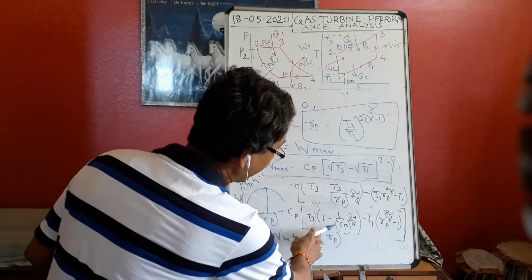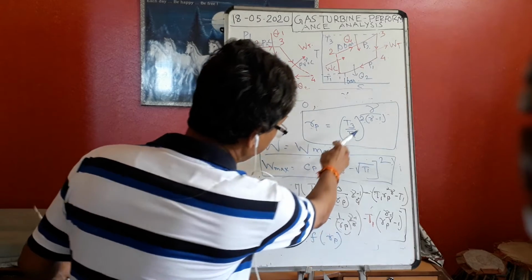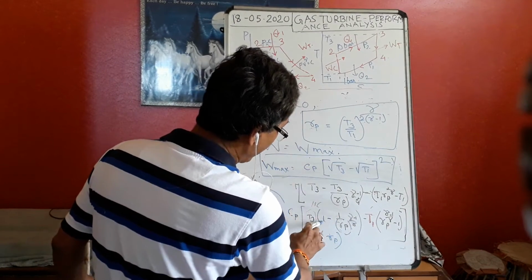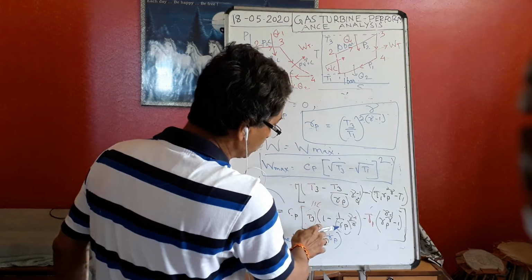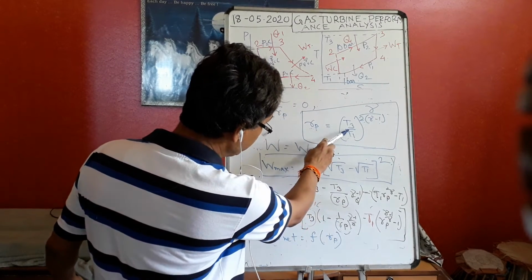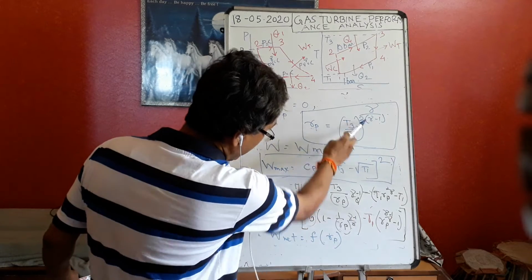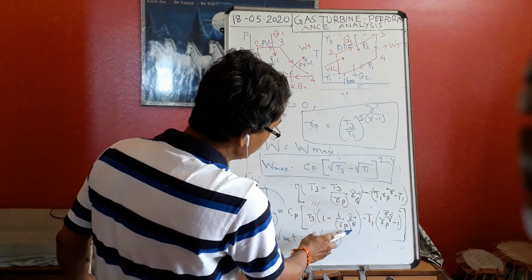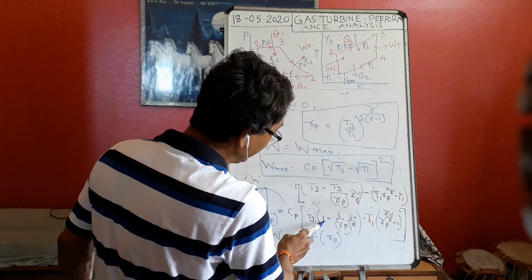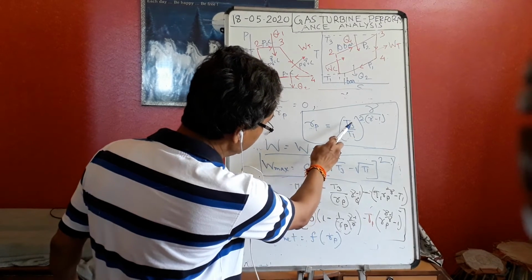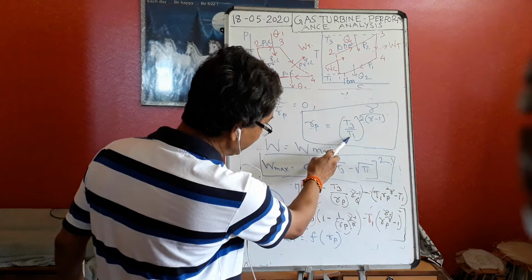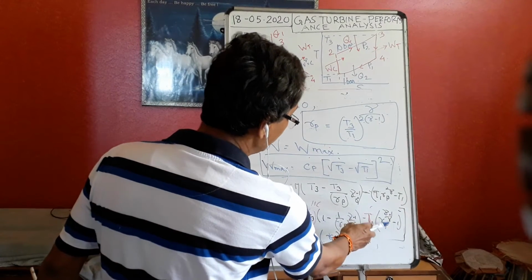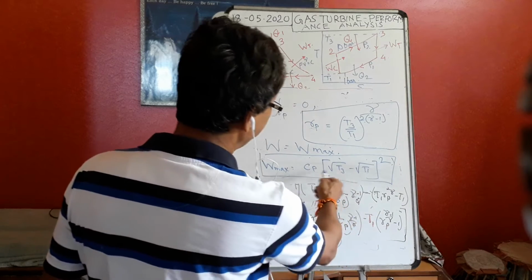I will put this value here. What happens when I put it here? Gamma and gamma minus 1 will cancel out. What will come? 1 minus root over T3 by T1. You just see, if I put this value here, gamma and gamma minus 1 will cancel out, and what remains is 1 by 2, which means a root. So it becomes 1 minus root of T3 by T1. Similarly, this will be root of T1 minus T2, T2 by T1 minus 1. So simply it will come.